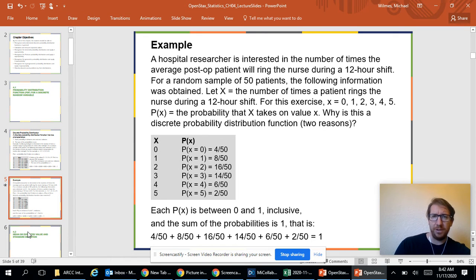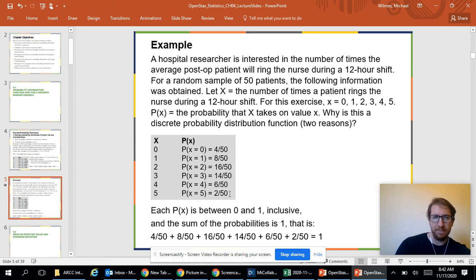All right, a hospital researcher wants to find the number of times the average patient will ring the nurse during a 12-hour shift. 50 patients. So X is the number of times the patient rings the nurse. And there we go. So 0 rings, 1, 2, 3, 4, 5. And then we have our probabilities.